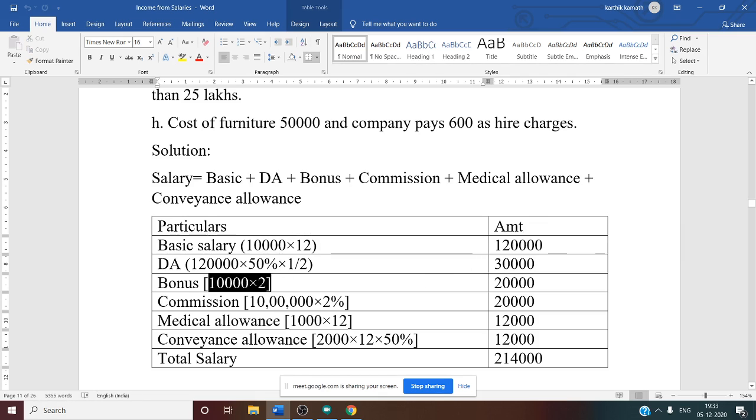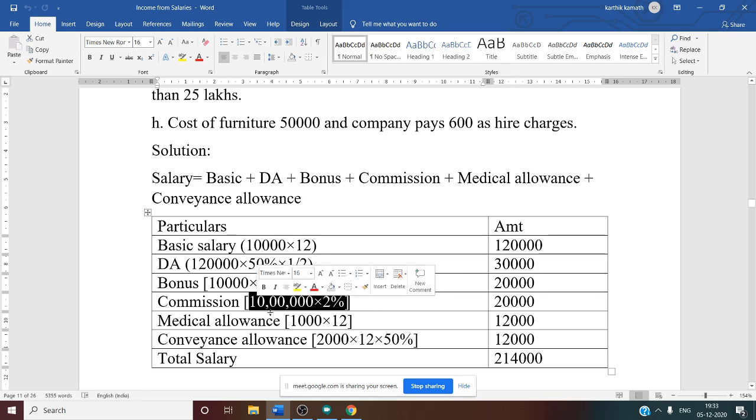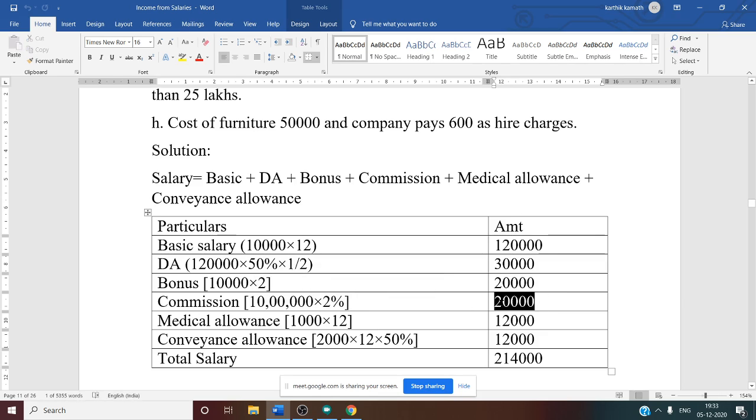Bonus, 2 months they have said. So 10,000 into 2, that is basic into 2, that is 20,000. Commission on 10 lakh, 2% commission. So 10 lakh into 2%, commission amount will be 20,000.